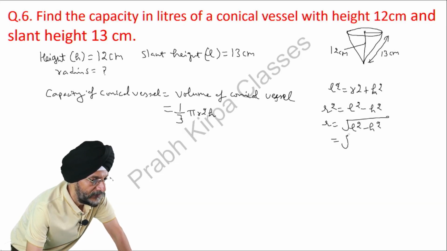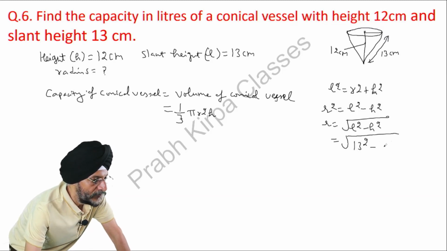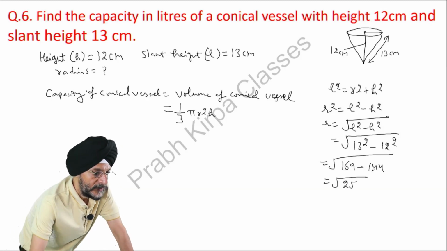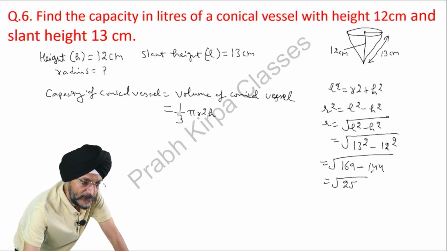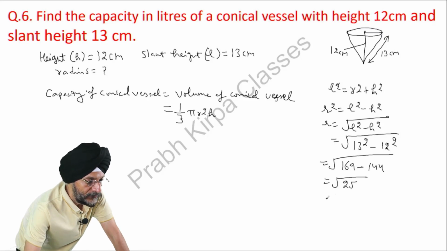We will fill in the relevant values. L is 13. What is the value of H? It is 12. 13 square means 169. 12 square means 144. 169 minus 144 will come as 25. Under root 25 means r is equal to 5 centimeter. This is the radius.